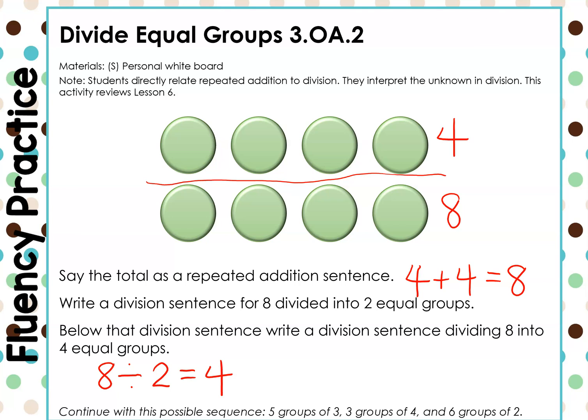Okay, but then we could also take 8 divided by 4, because 8 divided by 4, which was the number in each group, gives us 2, or 2 rows. So we could write it either way for this array. So that's just review, something you need to remember from last week.